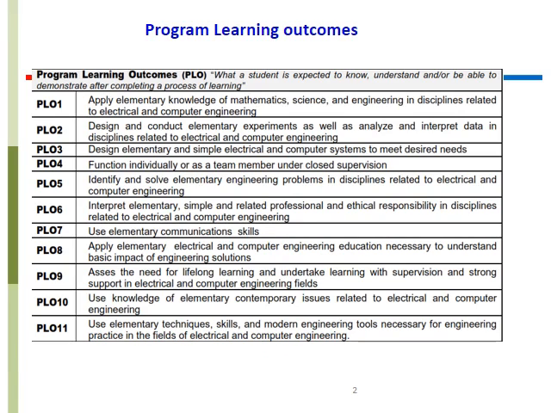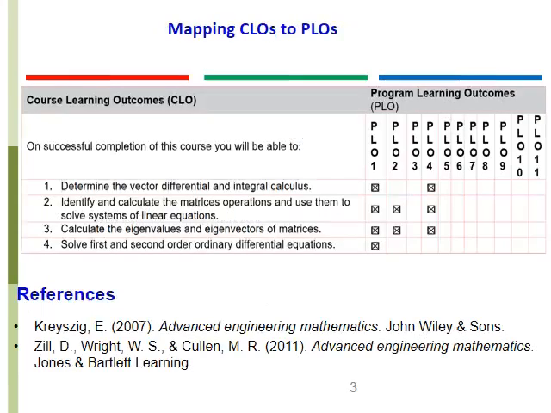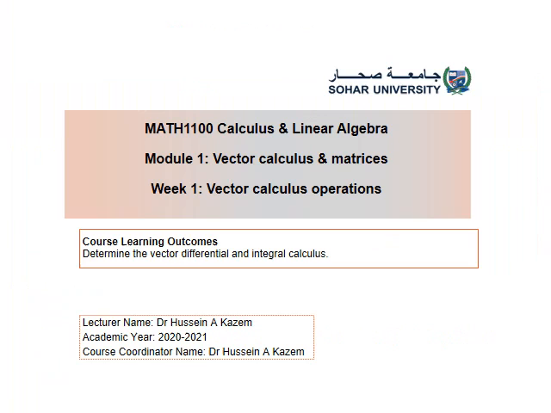Now, as you know, for each course you have course learning outcomes and program learning outcomes. They are linked to each other through this matrix, or let me say, this table. I advise you to follow these 2 references for the material of this course. They are available on some websites that offer them for free, and they are available in the Sohar University Library: Advanced Engineering Mathematics by Kreyszig and by Zill and others.